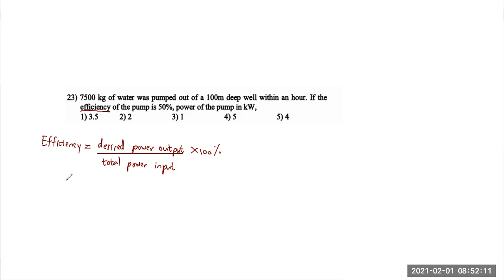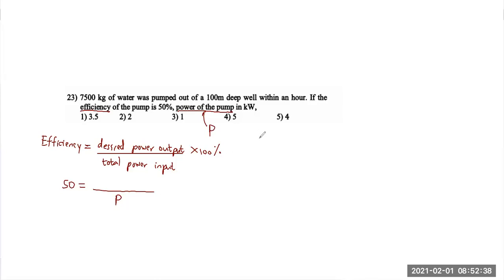So efficiency is 50%, equal to desired power output, which we don't know yet, divided by total power input, which is the power of the pump. I'll take the power of the pump as P. That's the value we are going to find out. Now, what is the desired power output?